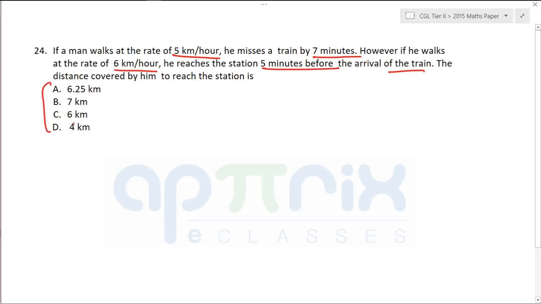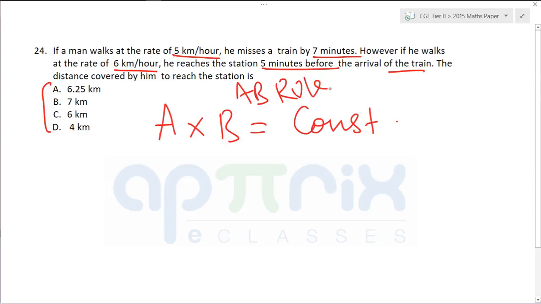Okay, so every one of you know how to solve this question, because this question is very, very easy, and it has come many times in the exam. But I'm going to tell you something different. This is a case of A into B product is equal to constant. I call this AB rule. And here you can clearly see it is speed into time is equal to distance, where distance is constant in both the cases, reaching to the station, right?